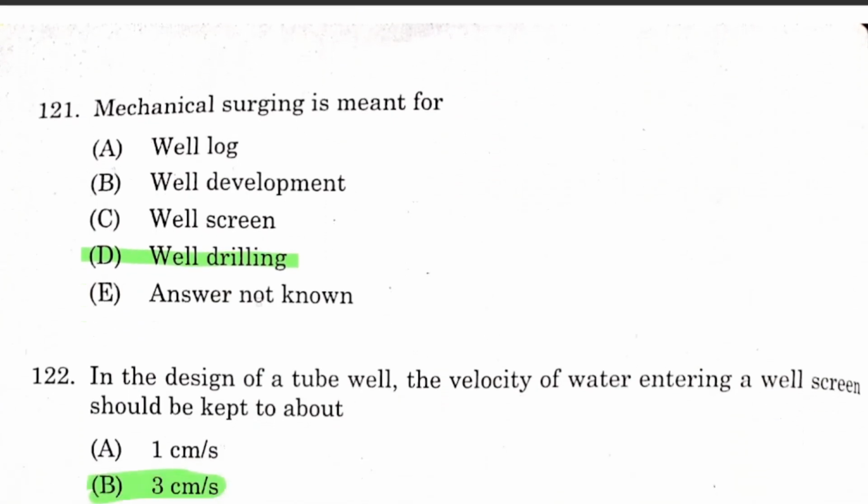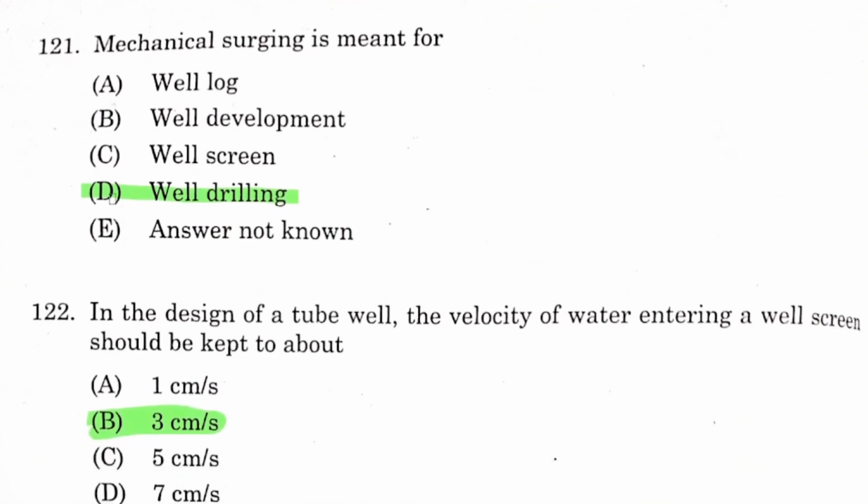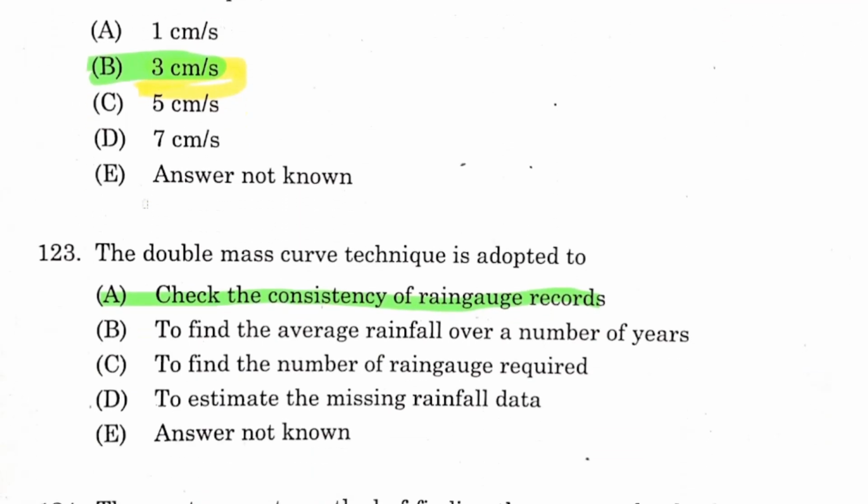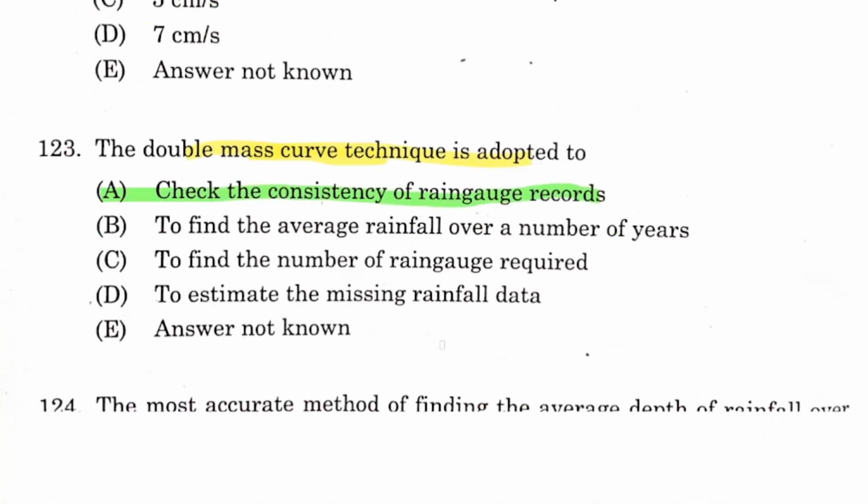Next one is mechanical surging, which is meant for well drilling. Next question number 122. In the design of the tube well, the velocity of water entering a well screen should be kept at about 3 centimeter per second. Next one is the double mass curve technique, which is adopted to check the consistency of the rain gauge records.